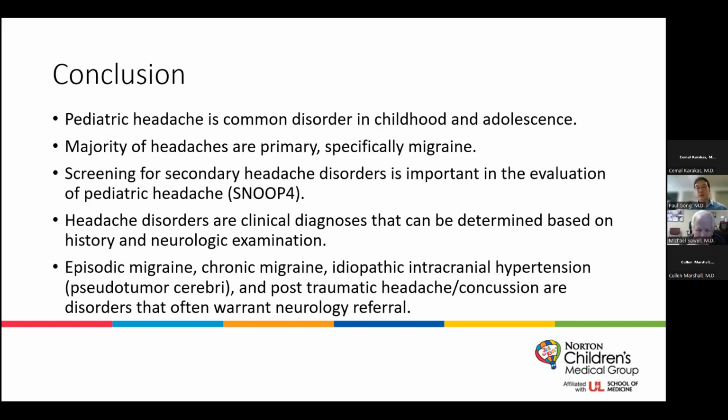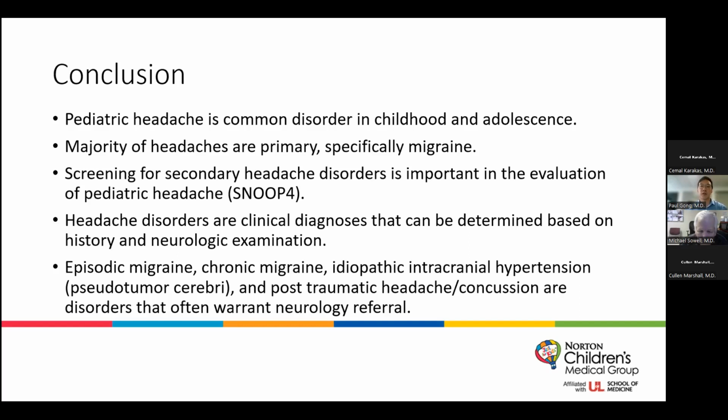So in conclusion, pediatric headache is a common disorder in childhood and adolescence. The majority of headaches are primary headaches, specifically migraine. With any headache, you should always be screening for secondary headache disorders. The SNOOP4 mnemonic is something we use commonly to assess for those. Headache disorders are clinical diagnoses, though, that can be determined just based on history and exam.